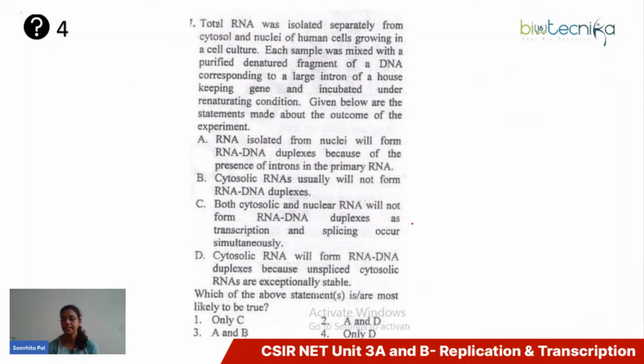Never mind, practice it well. You will definitely be able to solve these kinds of questions. The more you practice, the easier it becomes. And don't rush with these questions.